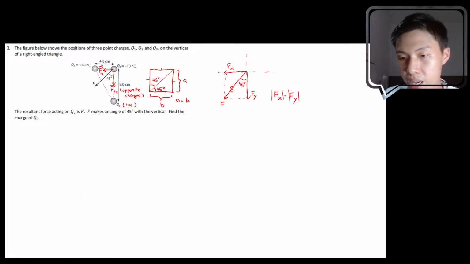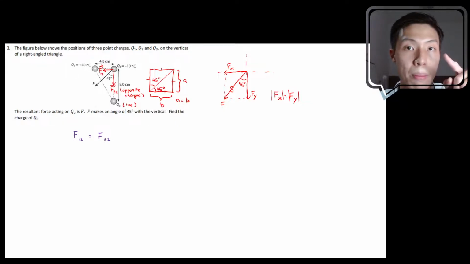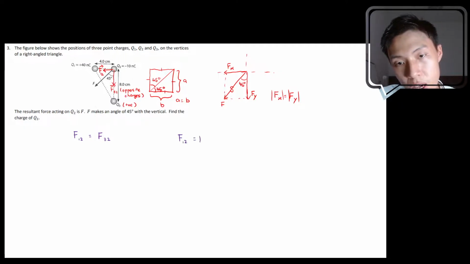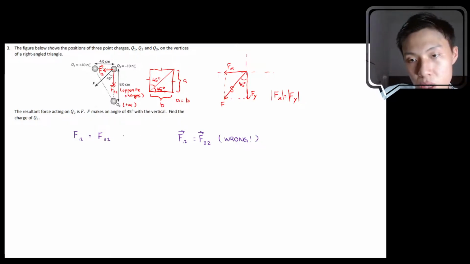So from there, I can write that F12 should be equal to F32. Again, if I don't put the arrow on top of the force, then this is a magnitude of force. Magnitude of force must be positive, so they can equal each other. If I write F12 equals F32 with the arrow on top, then this is wrong, because they are not pointing in the same direction. It's important that I don't put the arrow on top because they have different directions. They only have the same magnitude.